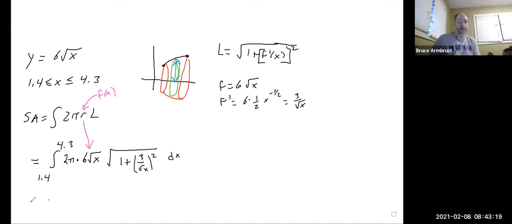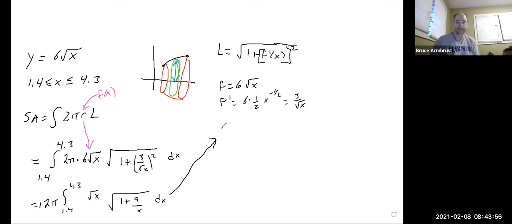We all okay with that? All right, well, let's see if we can simplify this thing. So we've got 2 pi. Actually, let's pull out 12 pi. The 6 times 2 pi, it's all constant, so I'm just going to pull all that out. And we've got 1.4 to 4.3, square root of x times the square root of 1 plus 9 over x. And then I'm going to distribute the x into this, so I have just a single square root. I think it's probably going to be a little bit easier.